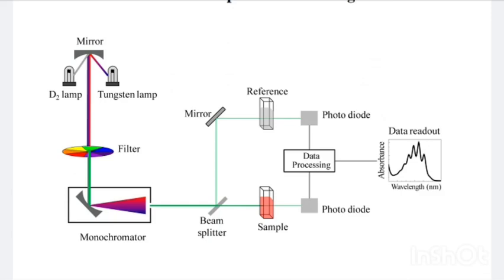The deuterium lamp is for the UV region, and the tungsten lamp emits light in the visible region. All the light will pass through the filter, and after the filter, the monochromator will pass the UV and visible region of light in increasing order of wavelength to the sample and the reference. So in the output, we can record the spectrum.